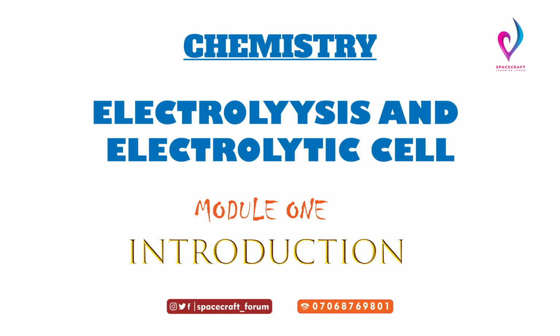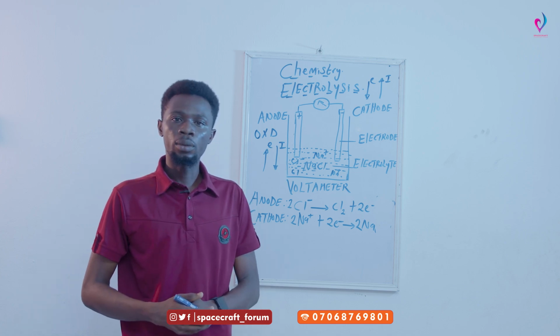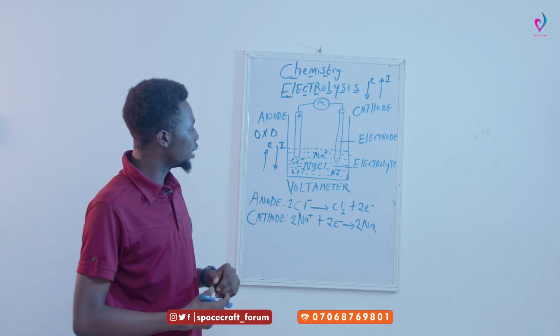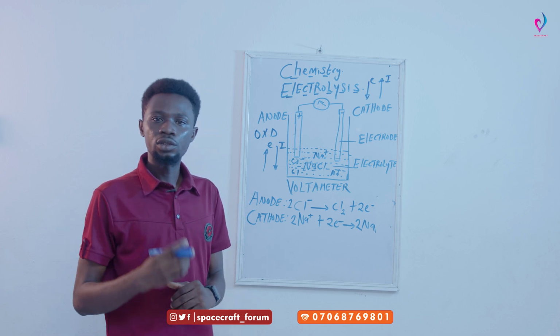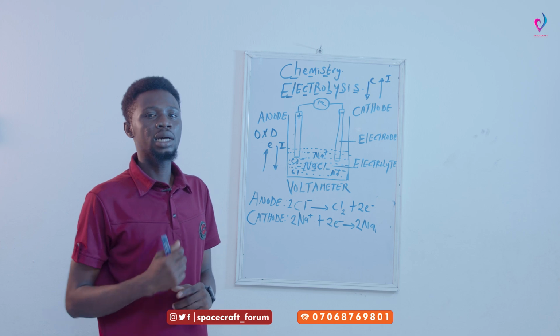Our today's topic is electrolysis. What is electrolysis? Electrolysis is the thermal decomposition of a compound by passing an electric current through it. This diagram is called a voltameter. A voltameter is a vessel that contains an electrolytic solution and an electrode.